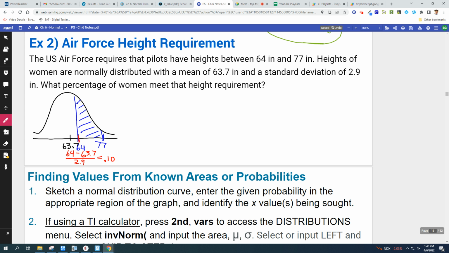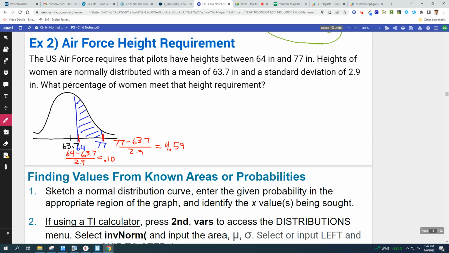Then we do the same thing for the 77 right here. We go 77 minus 63.7 over the standard deviation, 2.9. So 77 minus 63.7 divided by 2.9 is 4.59.